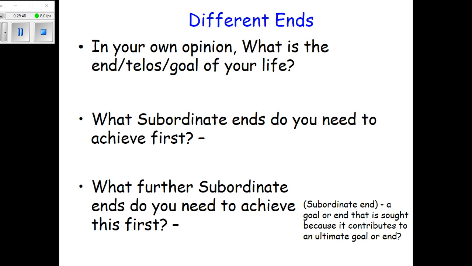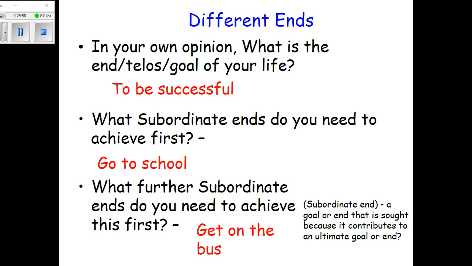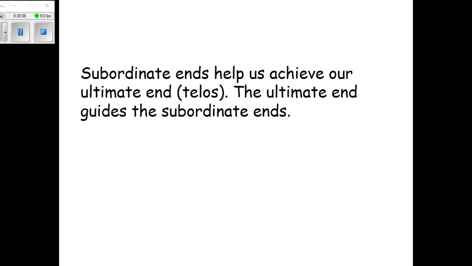So Aristotle said that there is an ultimate end to human life. And you might argue it's to be successful. So a subordinate end to that might be to go to school. But before you go to school, you have to get on the bus. Before you get on the bus, you have to set an alarm. Before you set an alarm, you need to move your hand. So it goes backwards and backwards and backwards. So subordinate ends help us achieve our ultimate end, which is our telos.